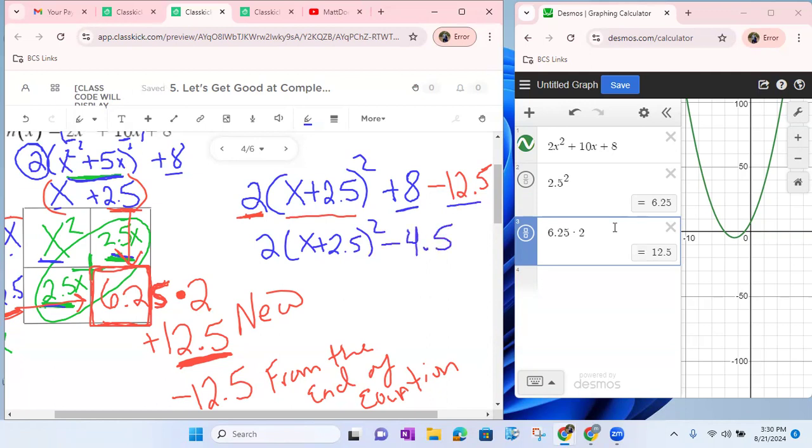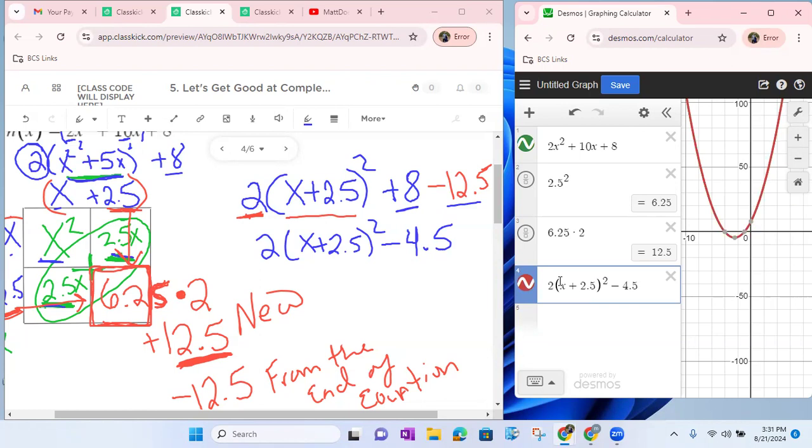We can check that in Desmos if you want to. And what we're going to do now is come over here and make sure that we have converted it over to vertex form, which means that it should overlap this green graph over here on the right. So let's go ahead and do that. I've typed in the equation already. I'm going to type in what we have now. 2 parentheses x plus 2.5 squared. You can see it start to line up, and I'm going to subtract 4.5.